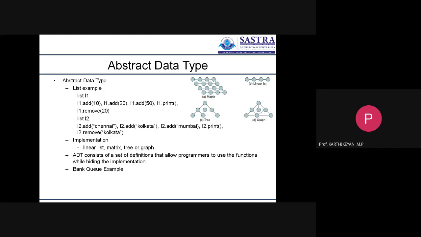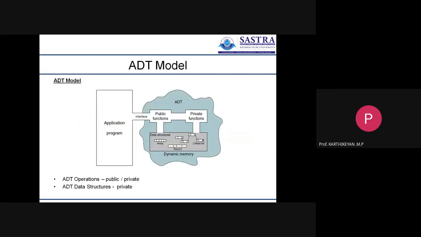So all ADTs will have some built-in data structures, private functions, and public functions. Only the public functions are visible to the application programmer or any other end user. The application programmer will invoke the public functions to store the data, retrieve the data, or manipulate the data.